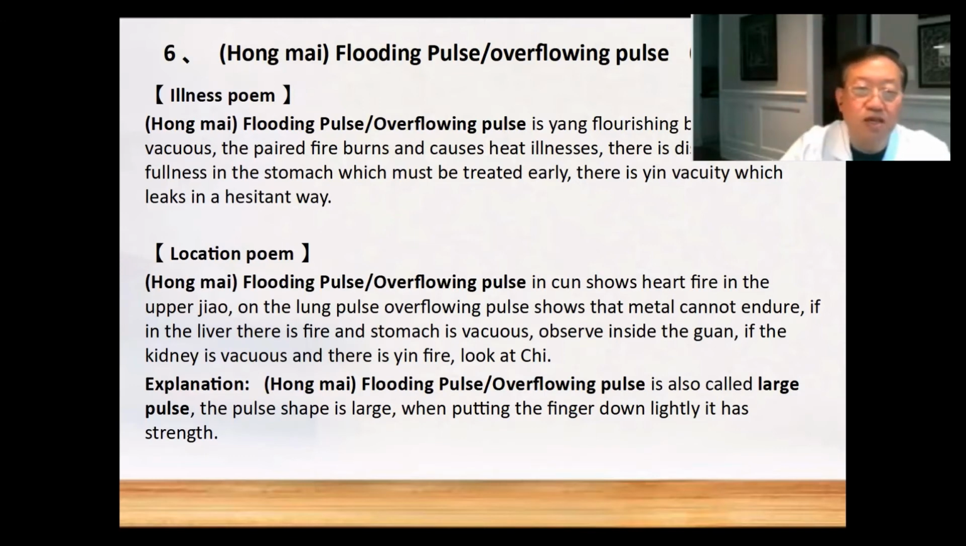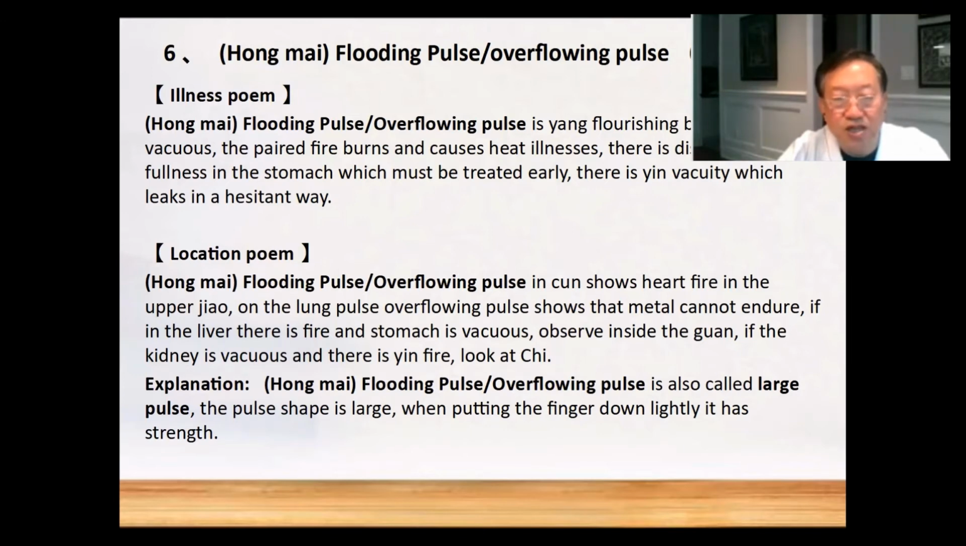Location poem. Hongmai, or flooding or overflowing pulse, in Xuan shows heart fire in the upper jiao. On the lung pulse, overflowing pulse shows that metal cannot endure. If the level there is fire and stomach is vacuous, observe inside the Duan. If the kidney is vacuous and there is yin fire, look at Shi.